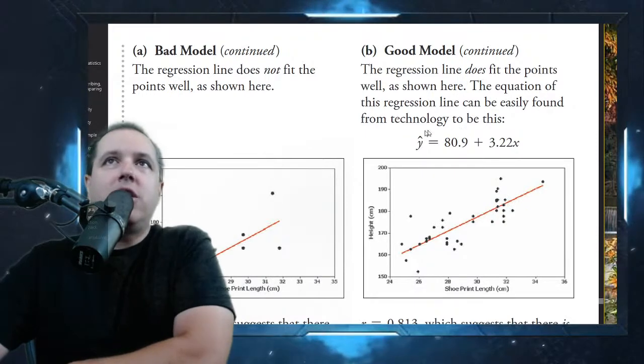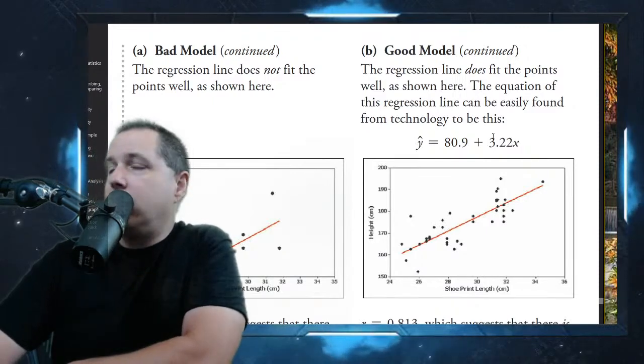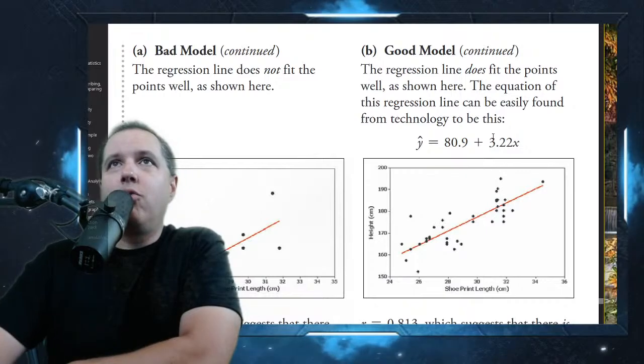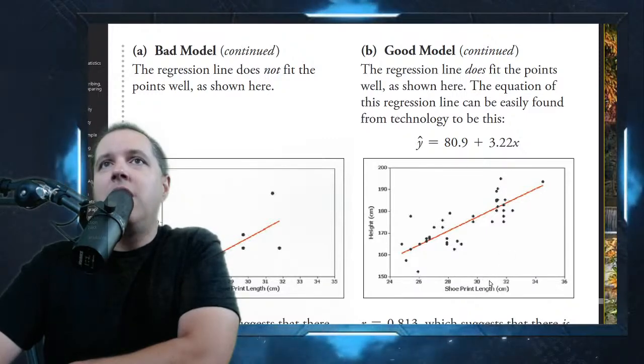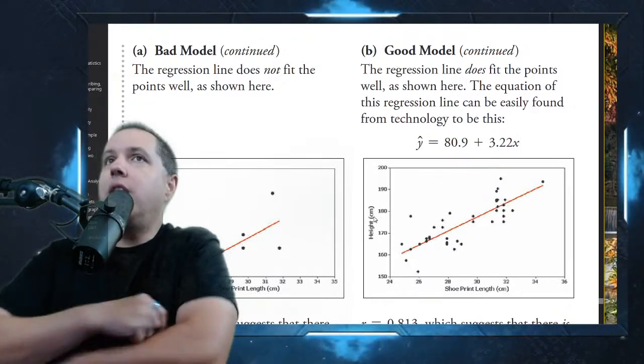But look at this regression that we get. y equals 80.9 plus 3.22x. Remember, 3.22 is our slope. That's telling us the rate of change. In other words, as x increases or decreases, that's telling us how much our y should change. So as x goes up 1, so as the shoe length goes up 1 centimeter, that means the height should go up 3.22 centimeters. So we can make a prediction.